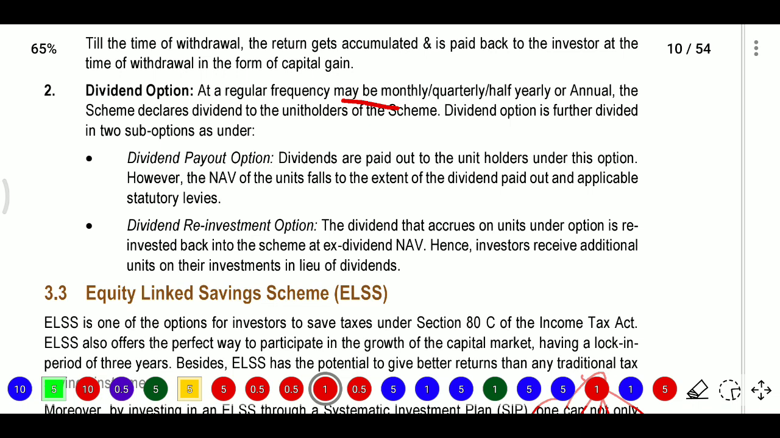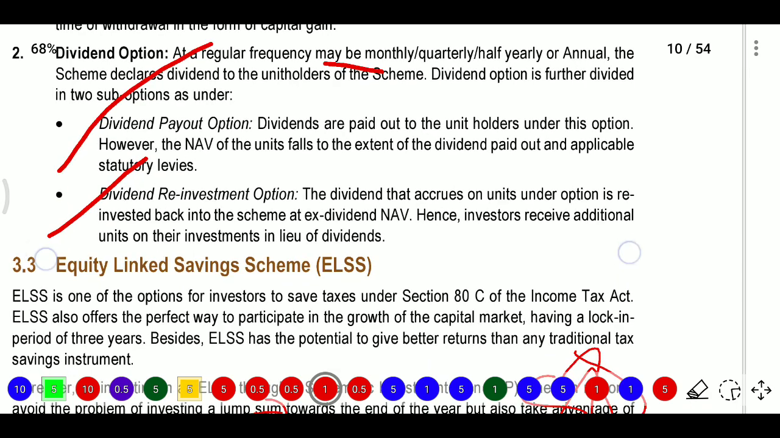Whenever they issue the dividend, they will give it directly to their unit holders. The fund manager gets the dividend from the company. That dividend amount, if they give it directly, becomes the dividend payout, or if they use that amount to reinvest in other funds, it becomes the dividend reinvestment option.